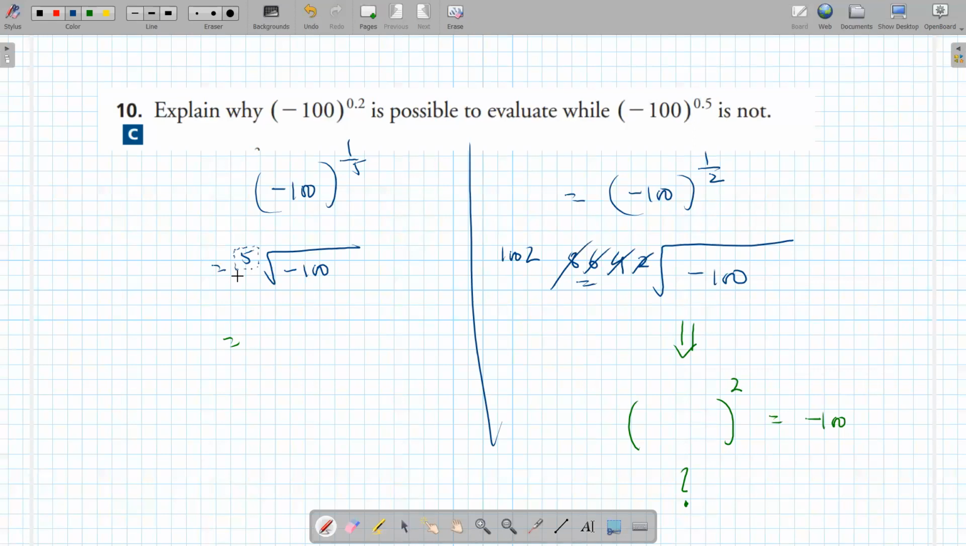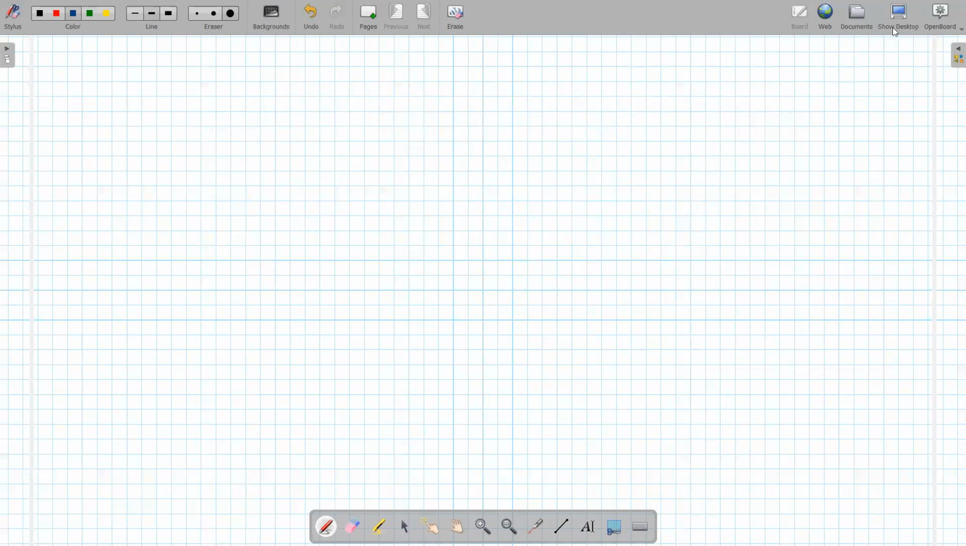That's why you cannot evaluate this one here, because the index is even and there's a negative number inside. Whereas this one, the index is odd. Odd doesn't care. Odd swings both ways.